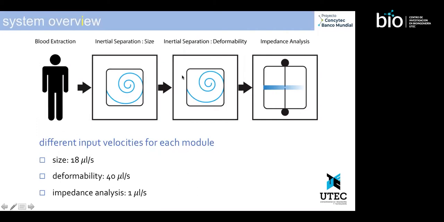Here are some technical problems: each module will have different flow velocities. For size separations, we need an 18 microliter per second flow velocity. For deformability, we need a 40 microliter per second flow velocity. And when we do the analysis, we have to go down to 1 microliter per second. So somehow we have to engineer the system in such a way that the flow velocity in every module is as indicated here.